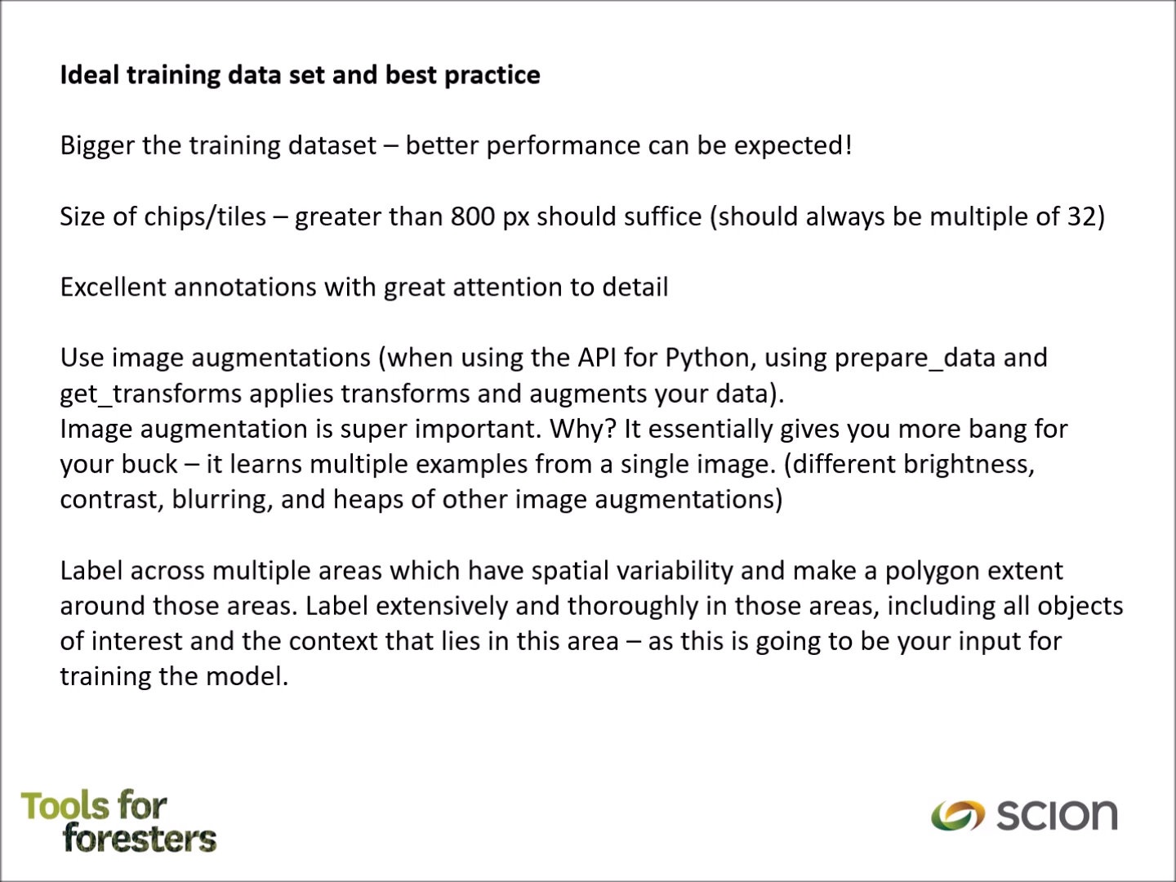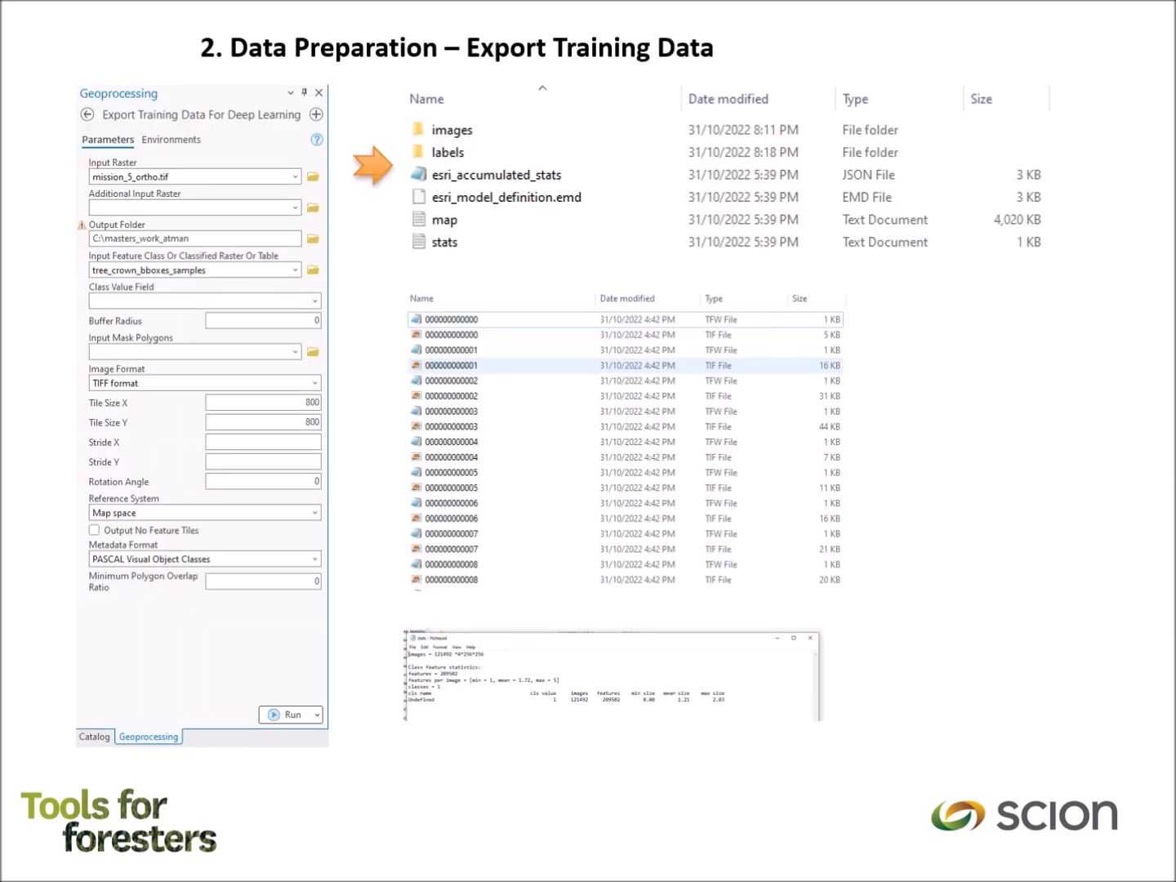The second step, we come to export training data. Now you see the geoprocessing box on the left. Input raster is where your file goes, the map or the automosaic where you're trying to annotate, basically what you have open on your GUI. Additional input raster, you can leave that blank, create an empty folder in output. Your input feature class is essentially going to be the samples that you have exported from the previous step.